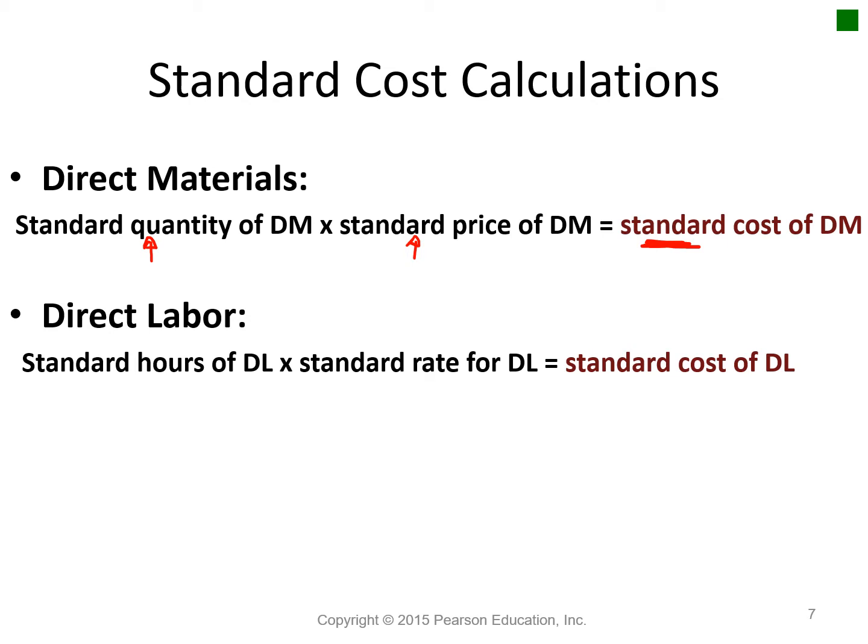Regarding labor, it's the same idea. You look at the standard labor hours allowed. Again, this is going to be some sort of benchmark number. You multiply this by some sort of standard average labor rate, and then that's going to give you the standard cost of direct labor.